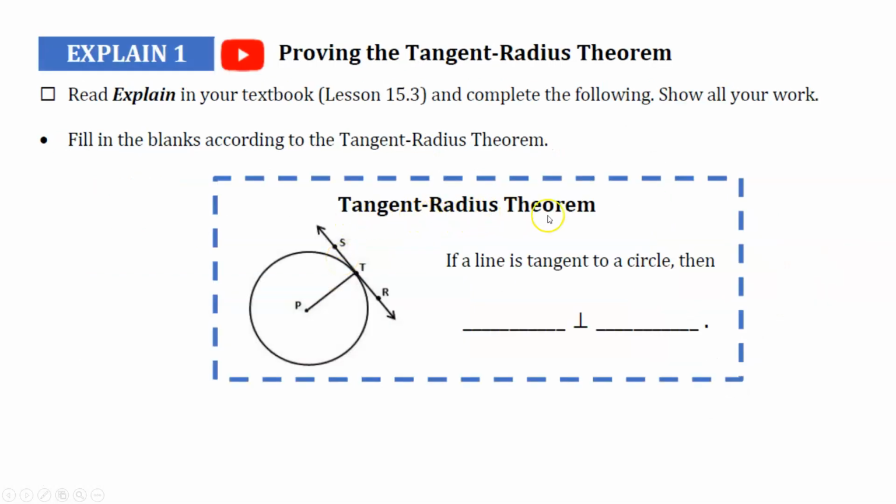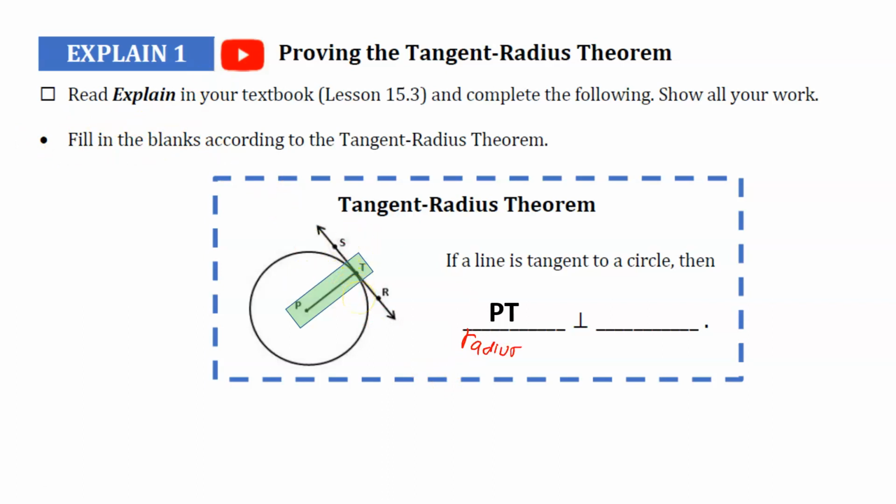So, tangent radius theorem. Here I have a tangent and it touches a radius. So essentially PT, which is our radius. I'm going to write that there and label it radius. Go ahead and do so now if you haven't already done so. Label radius, because it is the radius.